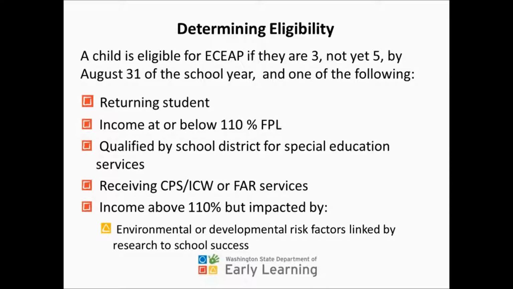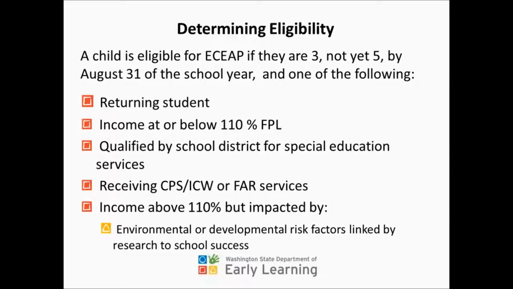Now we move on to determining eligibility. From the recruited children, each ECAP contractor determines which children are eligible for ECAP. A child is eligible for ECAP if they are 3 years old, not yet 5 years old by August 31st of the school year. This means that they are not eligible for kindergarten yet.